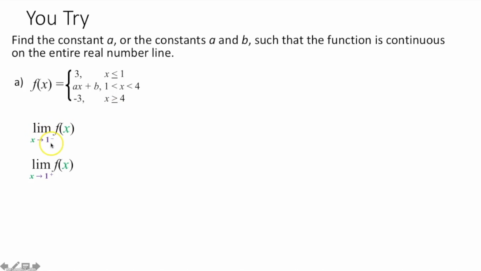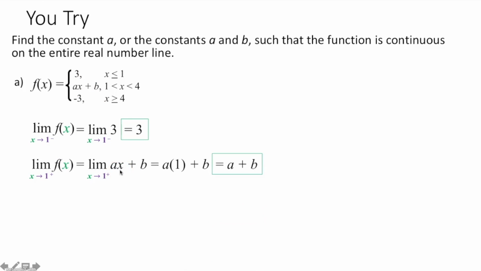The limit as x approaches 1 from the left of f of x. That would be this part of the piecewise function, so that would be equal to 3. Next, we have the limit as x approaches 1 from the right of f of x. That would be this part of the piecewise function. And to evaluate this, we plug in 1 for x, we simplify, and we end up getting a plus b. Now, these two things must be equal in order to be continuous on the real number line. So we set them equal to one another and we say a plus b has to equal 3.